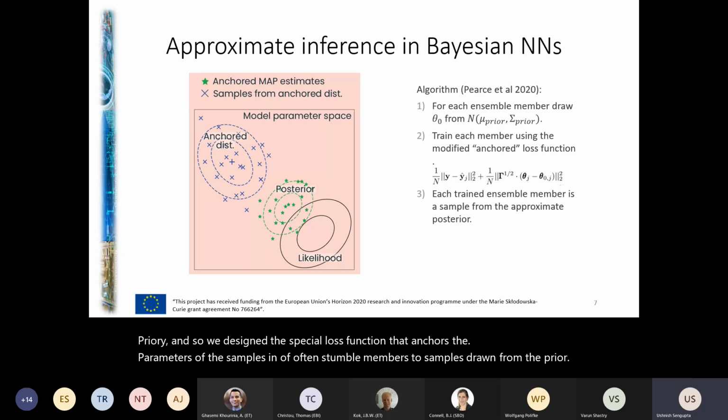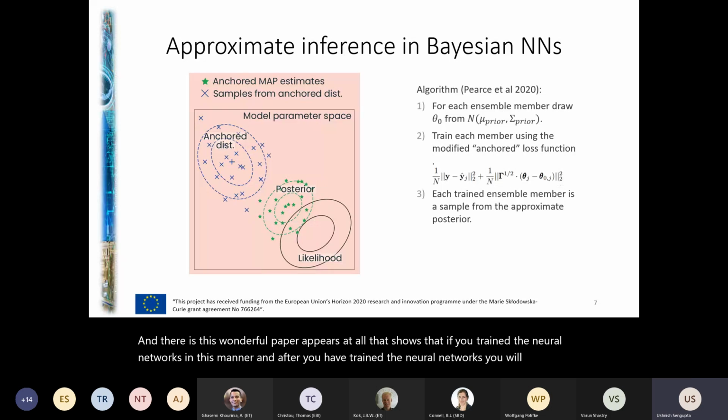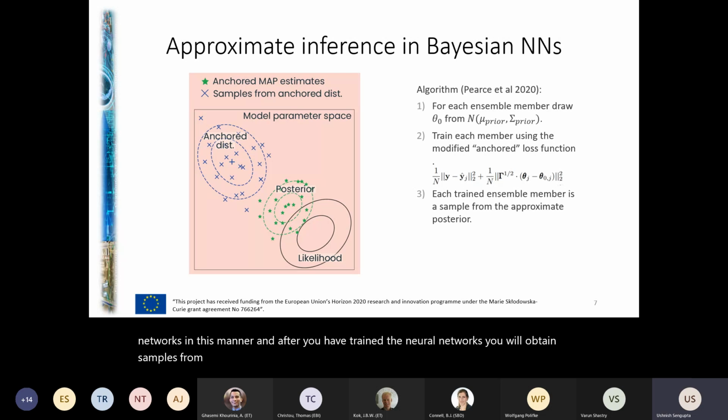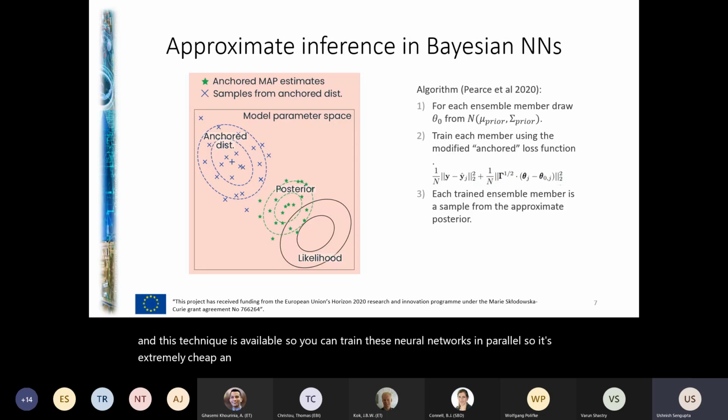And there is this wonderful paper by Pierce et al. that shows that if you train the neural networks in this manner, then after you have trained them, you will obtain samples from the approximate posterior distribution. And that's the thing that we wanted. And this technique is scalable, so you can train these neural networks in parallel. So it's extremely cheap and extremely fast to do this.